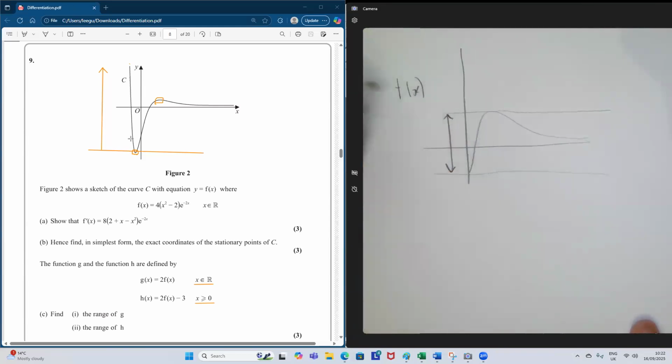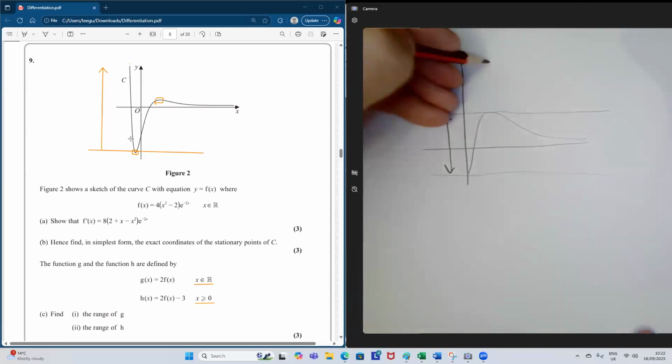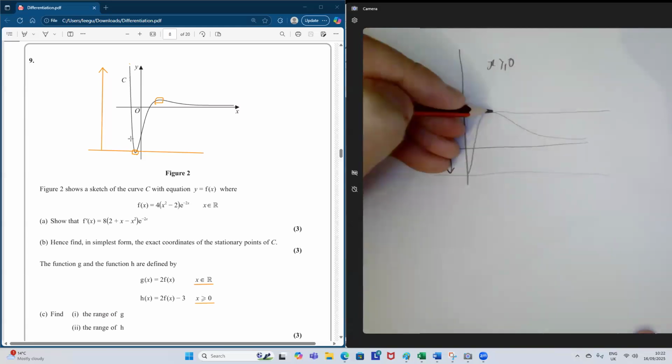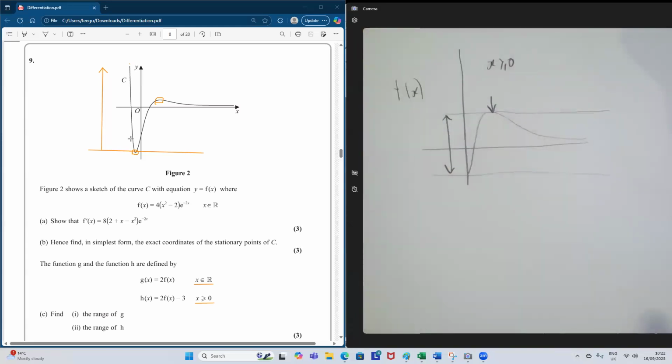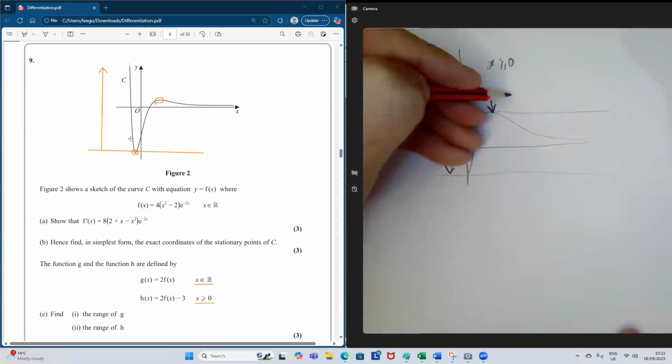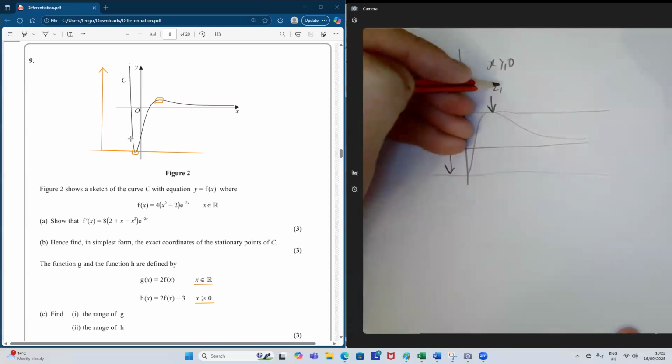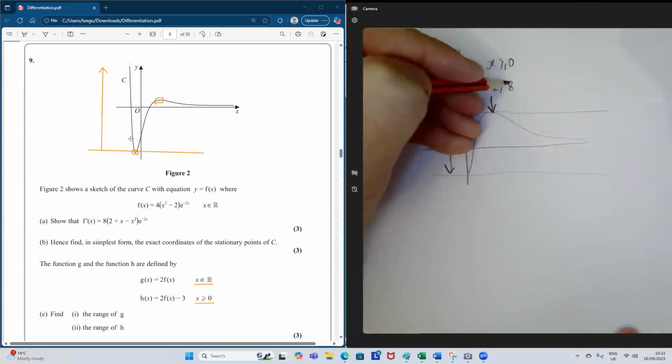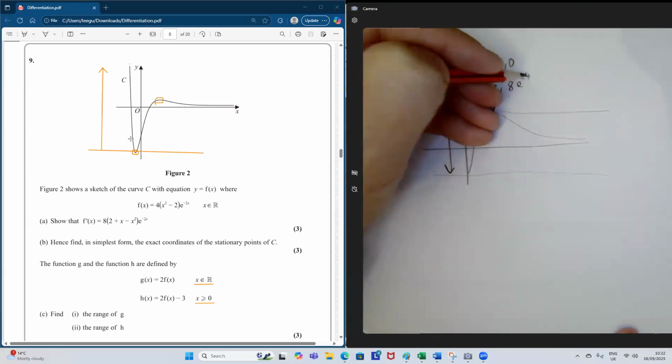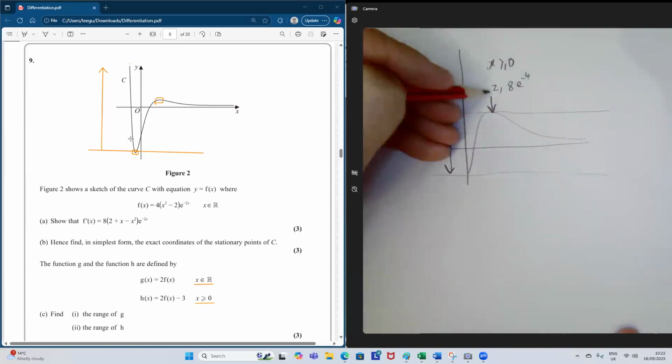So if we're going to find out the range of h of x, let's first of all find out what the range of f of x was when x is greater than or equal to 0. Well, we know the coordinate of that turning point. We found that the coordinate of that turning point is 2 and 8 e to the -4. Okay, so that was the coordinate of that point there.